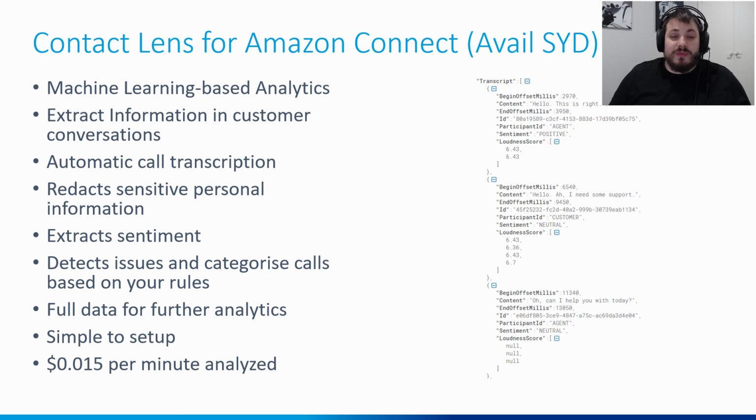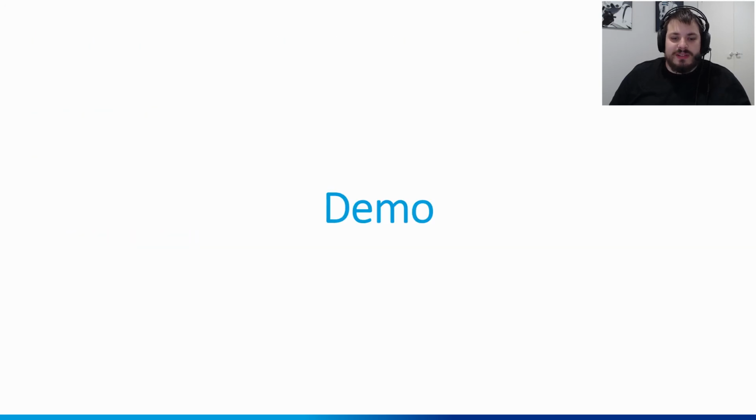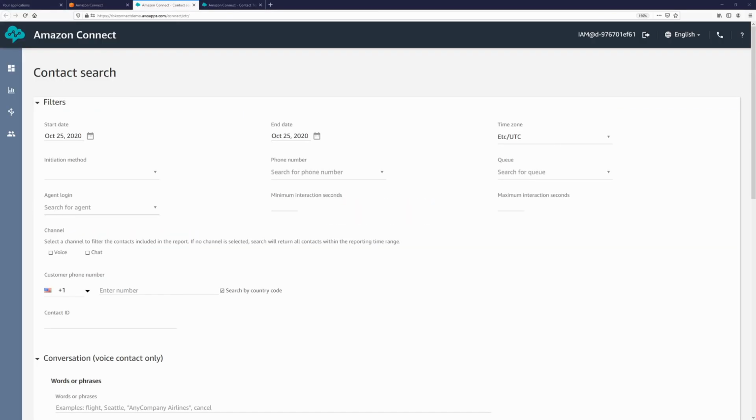You can also define rules that allow you to detect issues and categorize calls. It's simple to set up, as you saw in the demo, and it's pay as you use as well. Full data from the analysis, as you can see here on the right, is available too, allowing you to extract this and use it where you need with your data intelligence tools. Let's have a look and see what this looks like in the console.